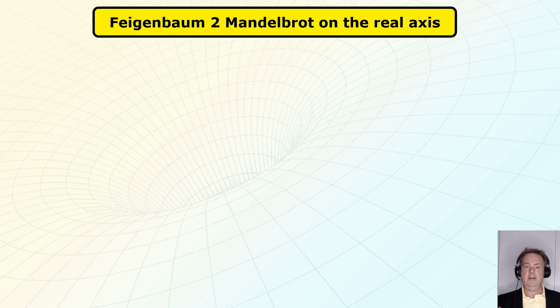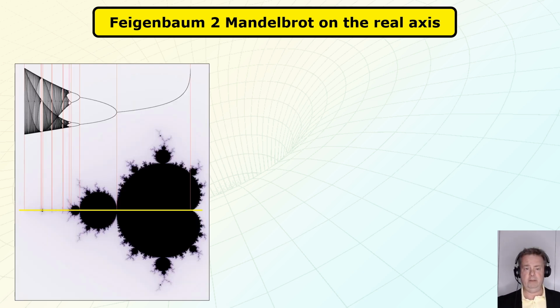Yet another video on chaos and fractals. This was the one video that I could not find done by anyone else, and that is how Feigenbaum or the logistic map relates to the Mandelbrot. There are some videos on it, but not from the mathematical point of view, so I thought, let's do it myself. So here we go.